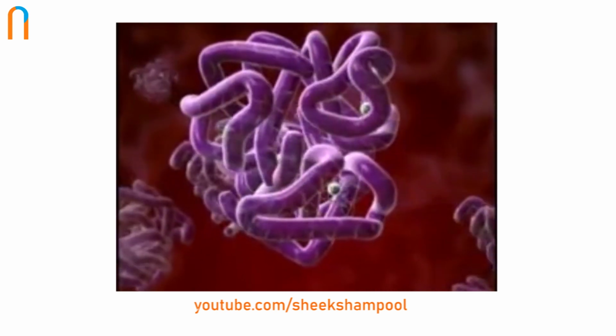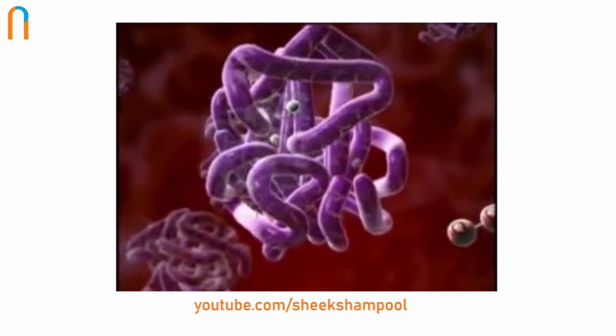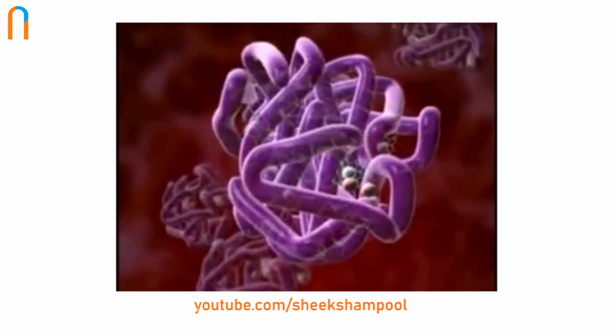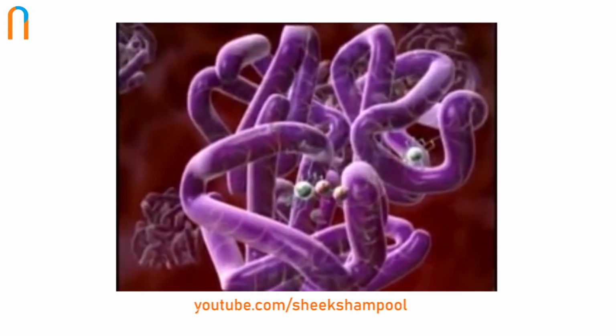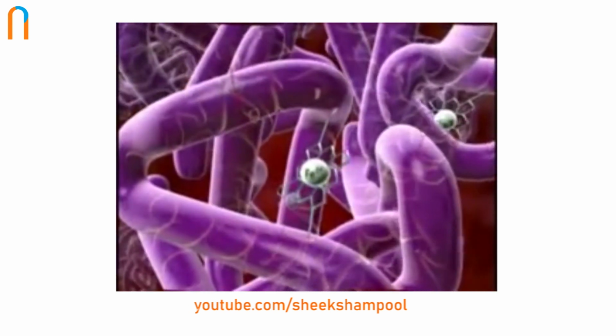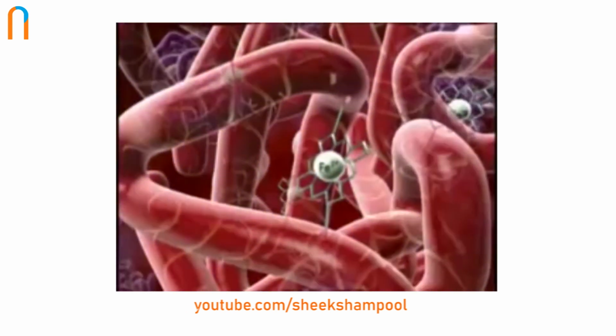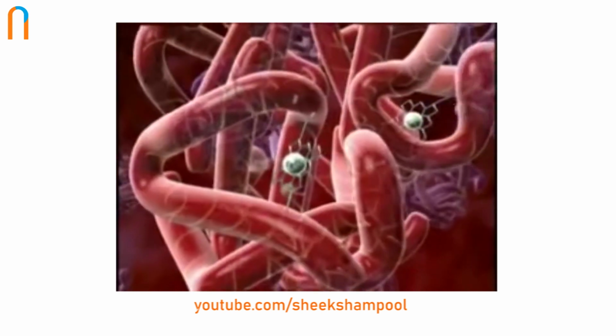Third, carbon monoxide. This gas is not normally in the blood, but if inhaled it preferentially occupies the O2 binding sites of hemoglobin, causing CO poisoning.